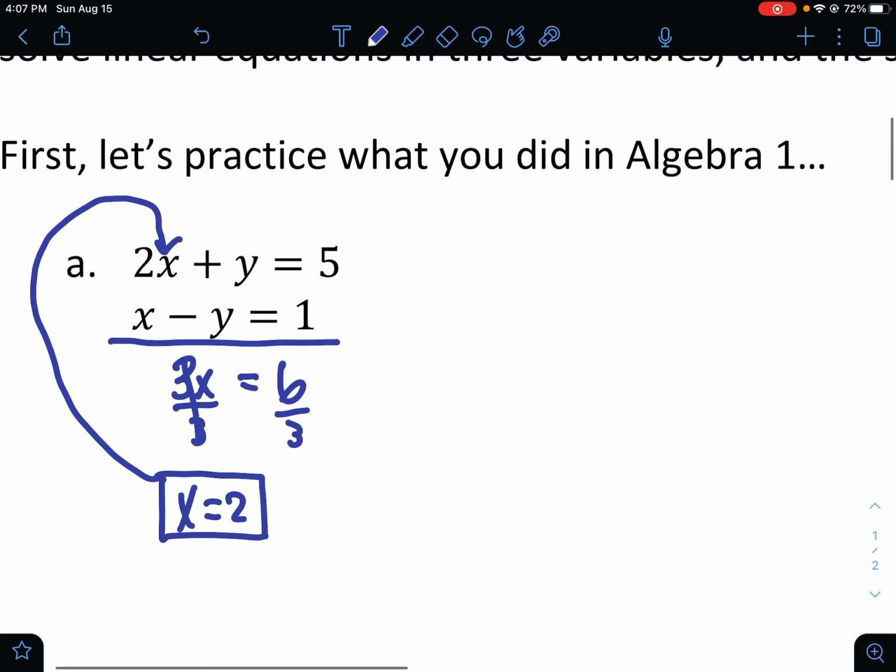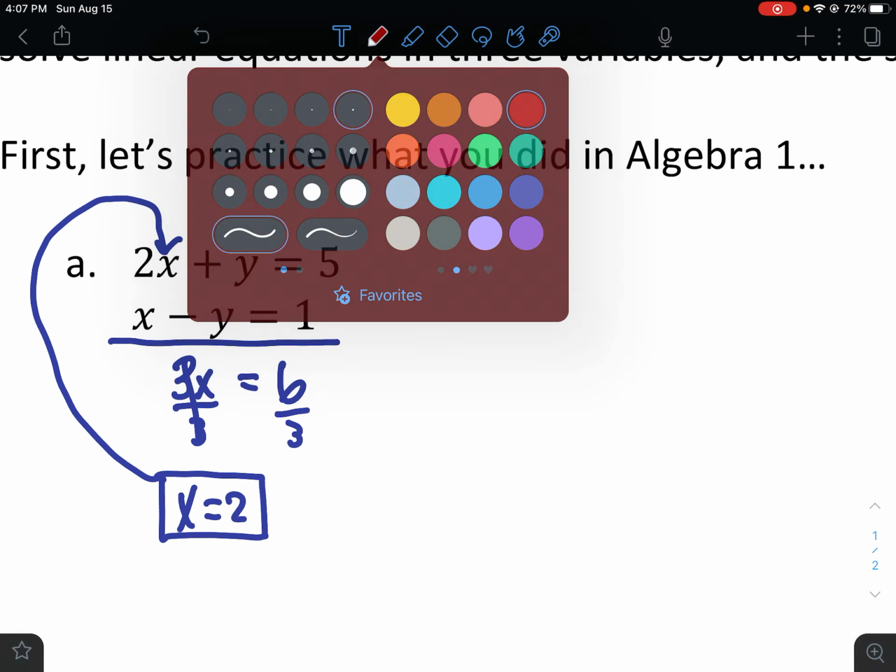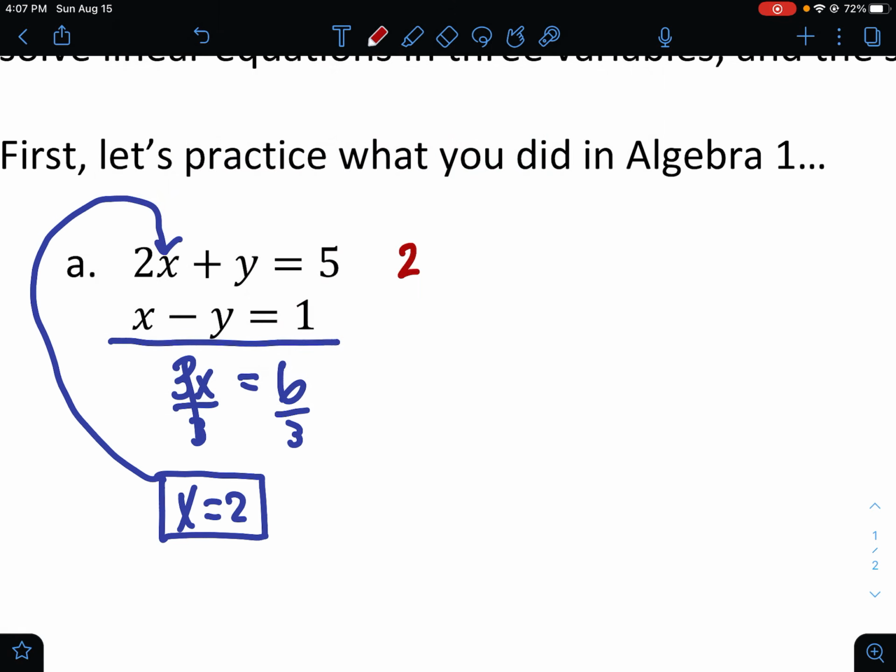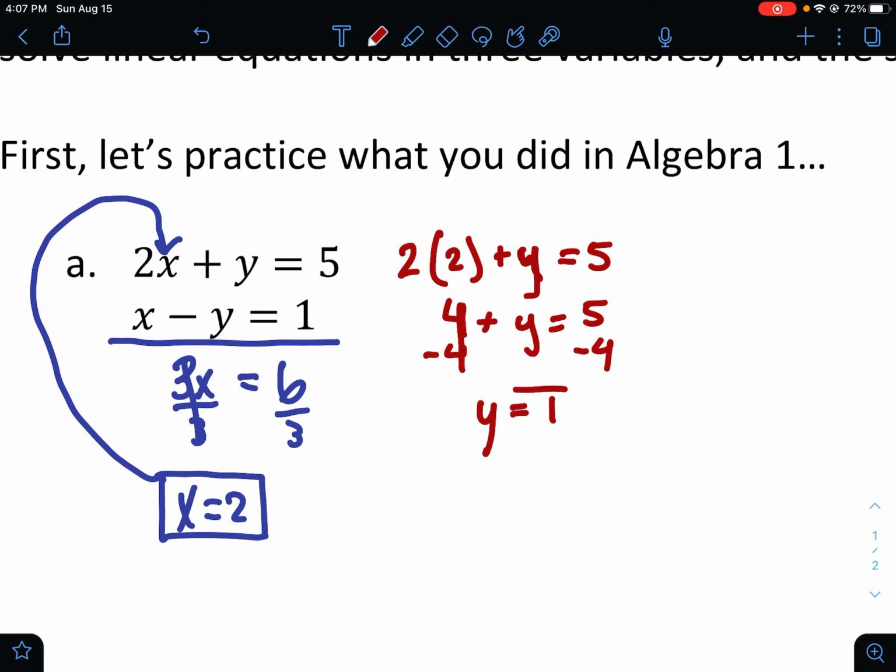Either one works. And so when I do that, I get 2 times x, which we know now is 2, plus y, equals 5. 2 times 2 is 4, so I have this. Subtract the 4, and I get y equals 1.